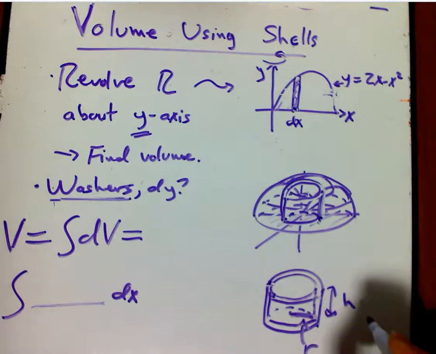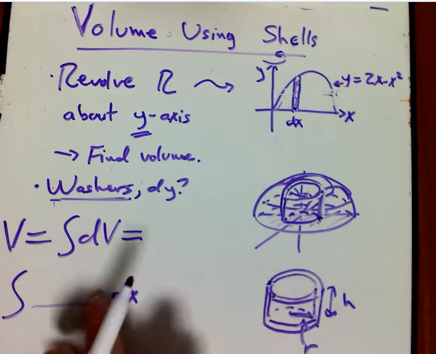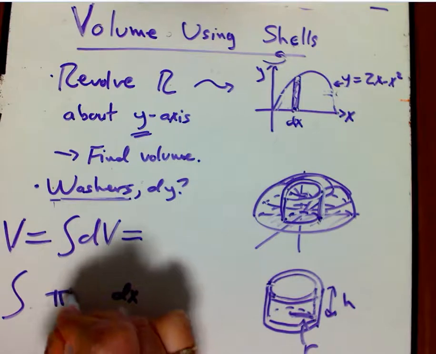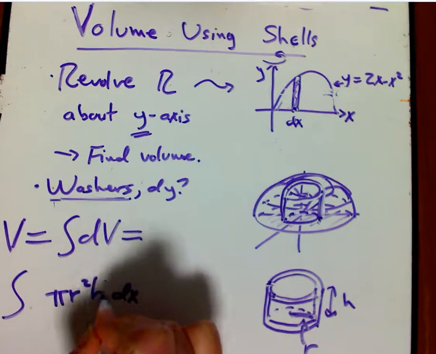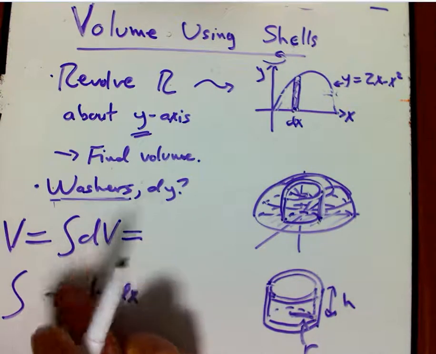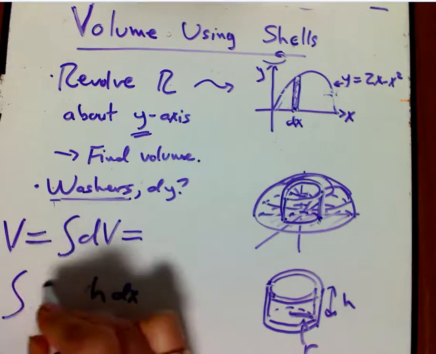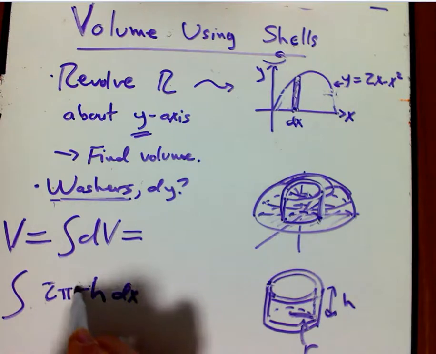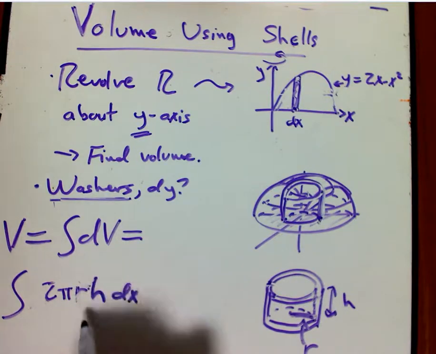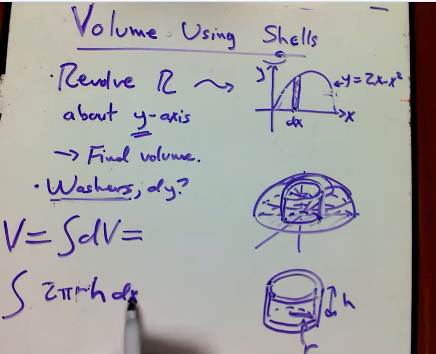And we're going to make that less geometric and more algebraic in a minute, but it's just going to be pi r squared h. So I'm sorry, just kidding. 2 pi r h. It's the surface area. And so this is a little different. 2 pi r h dx. So surface area times thickness is the volume of our cylindrical shell.